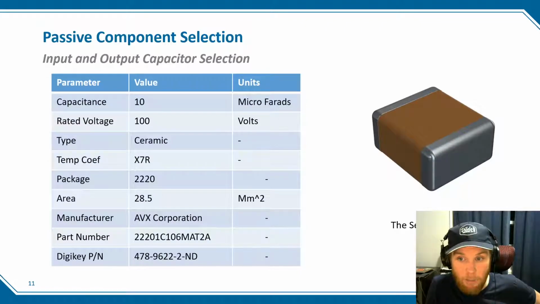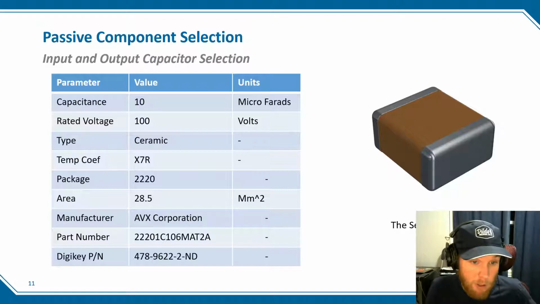This was the selected capacitor. The selected output ripple voltage was 20 millivolts, and the selected input ripple current was 4.6 amps, which was kind of high, but that was necessary due to the high duty ratio of the buck converter. So we'll compare that at the end.